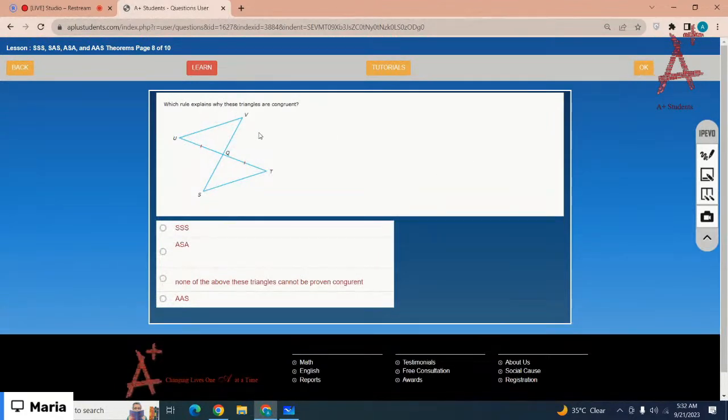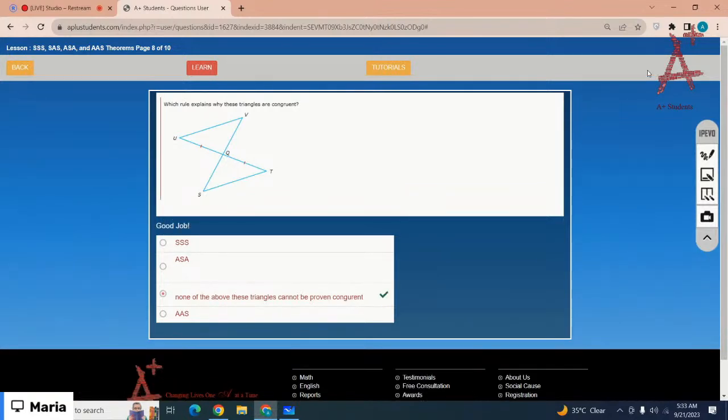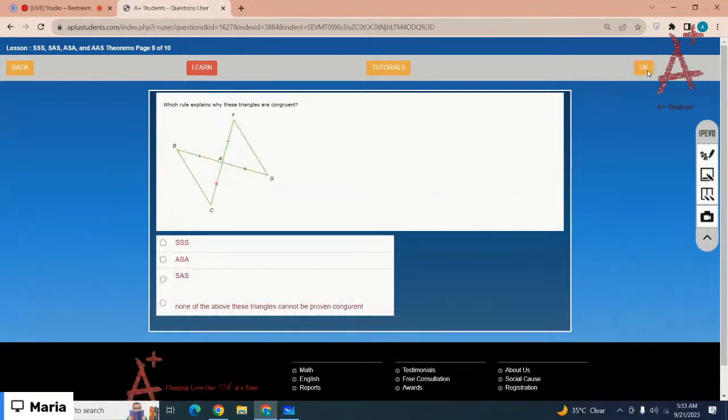Which rule explains why these triangles are congruent? Okay, QU and QT are congruent, right? Then the angles are also congruent because they are the alternate angles. VQU and that is, I think, none of the above. Yes. Okay.